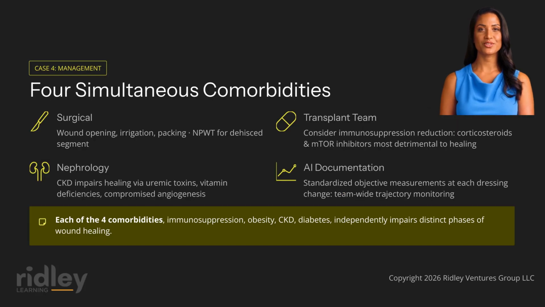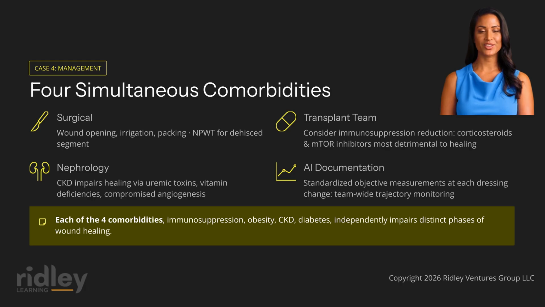Wound management involves surgical consultation for wound opening, irrigation, and packing. Negative pressure wound therapy is considered for the dehisced segment, with the decision informed by evidence that in vascular and high-risk surgical populations, NPWT significantly reduces major wound complications. Coordination with the transplant team addresses immunosuppression management, with consideration of temporary dose reduction balanced against rejection risk. Corticosteroids and mTOR inhibitors most consistently demonstrate detrimental effects on wound healing.